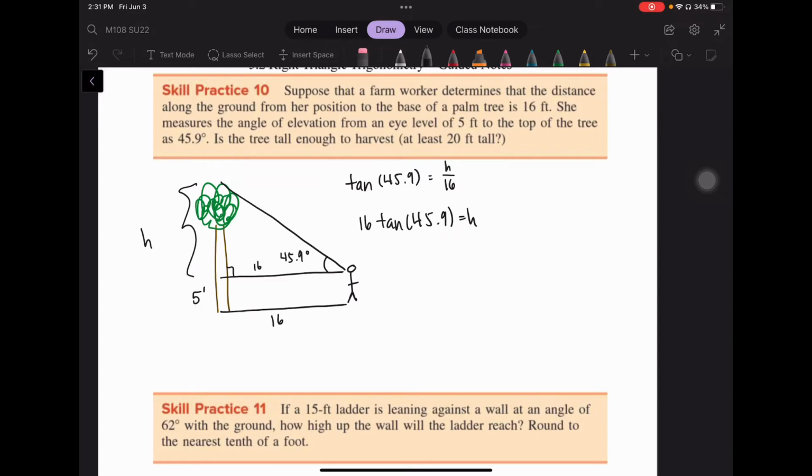And when I calculate that, I get that the height of the tree at that point is 16.5107. Now, that's not the height of the tree though, because that's from 5 feet up. So if I add 5 feet, I get 21.5107 feet. And that's not what the question asked. The question asked, is the tree tall enough to harvest? Is it at least 20 feet? And that tells us, yes, it is tall enough to harvest.